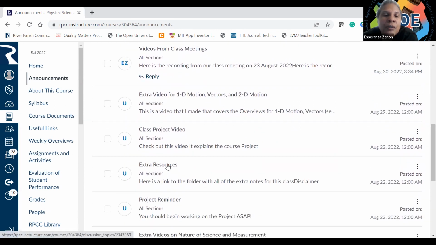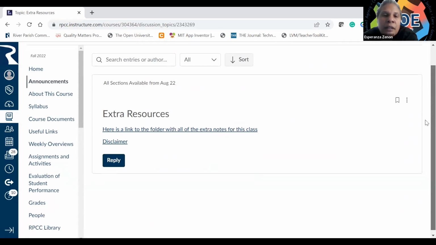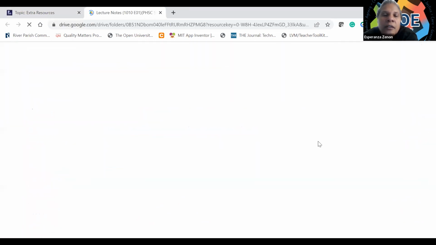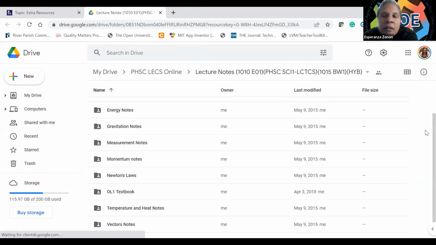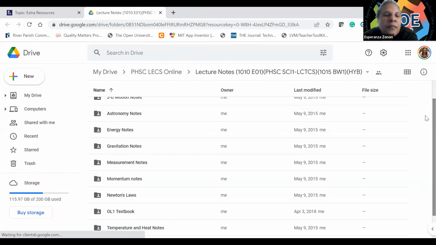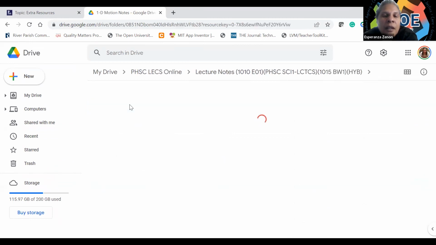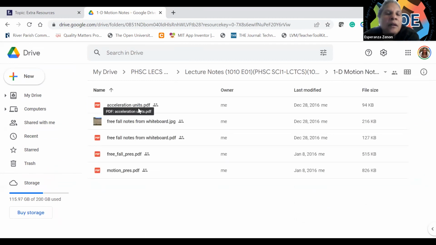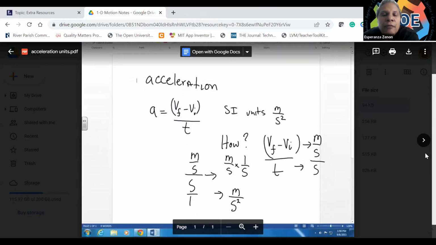And then extra resources. Recall, these are some extra notes that I made available to you. If you click, you'll see that there's a folder on every topic that we cover, okay? Since this week we're on 1D motion, that's what I want to go into, and we'll take a look at some examples, okay? All right, so I'll go through these items that I have there for you.